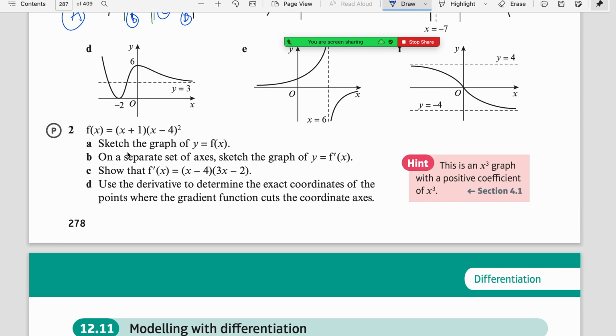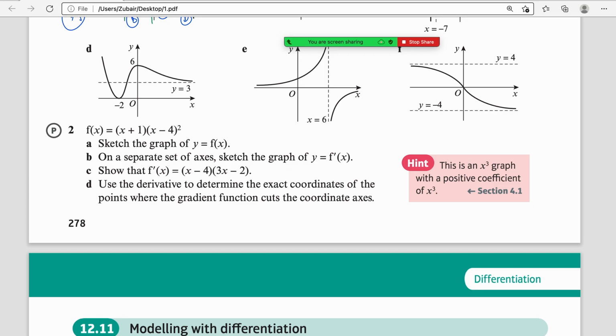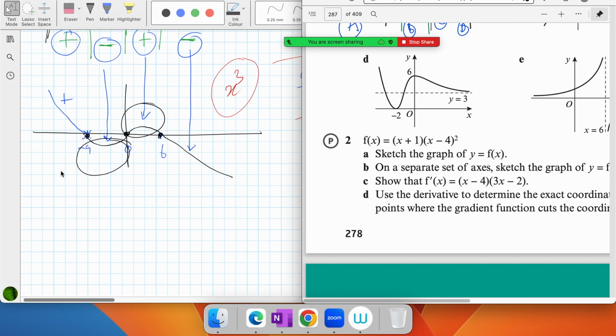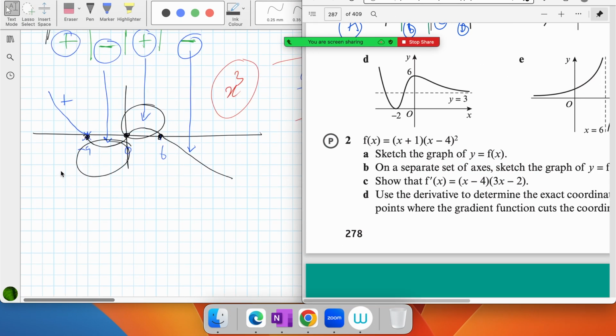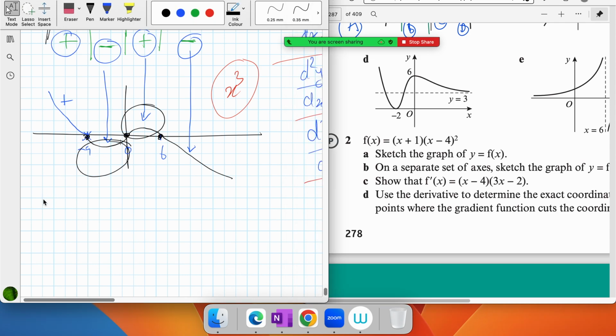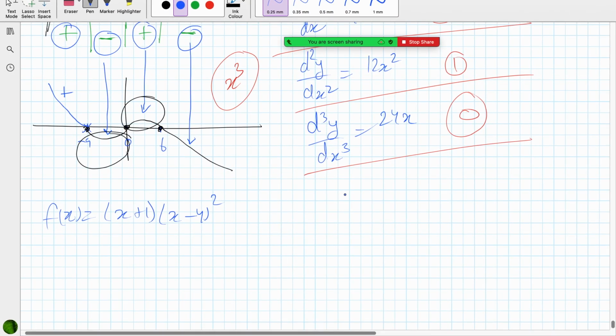Okay, what does this say? Sketch the graph y is equal to f of x. On the separate set of x's, sketch the graph of y is equal to f dash x. Let's try this. f of x is equal to x plus 1 into x minus 4 whole squared. We have to sketch this graph and f dash x both.